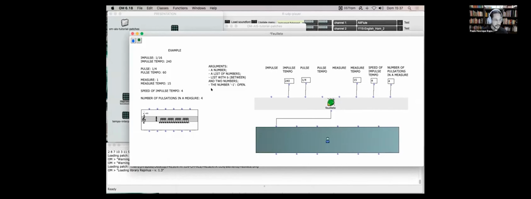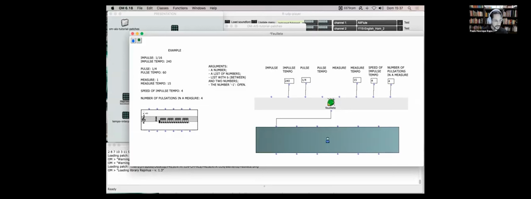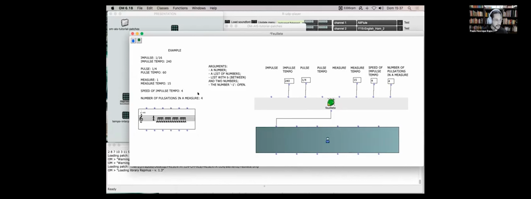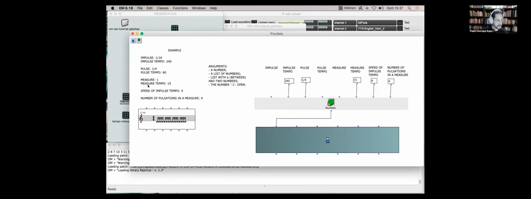So as an example, I selected this bar here, in which we have the impulse, 16th, the pulse, and the measure. This is the value of the rhythmic figure. And then we have the tempo of each one of these.